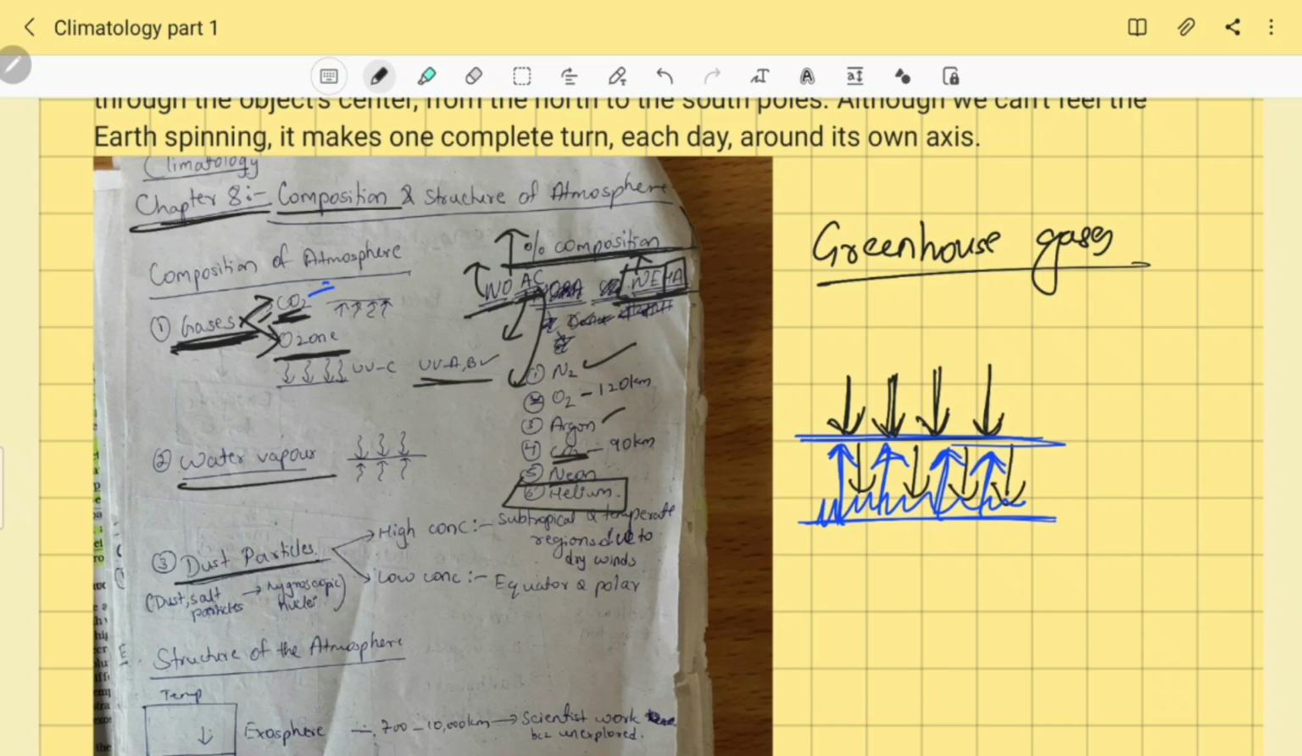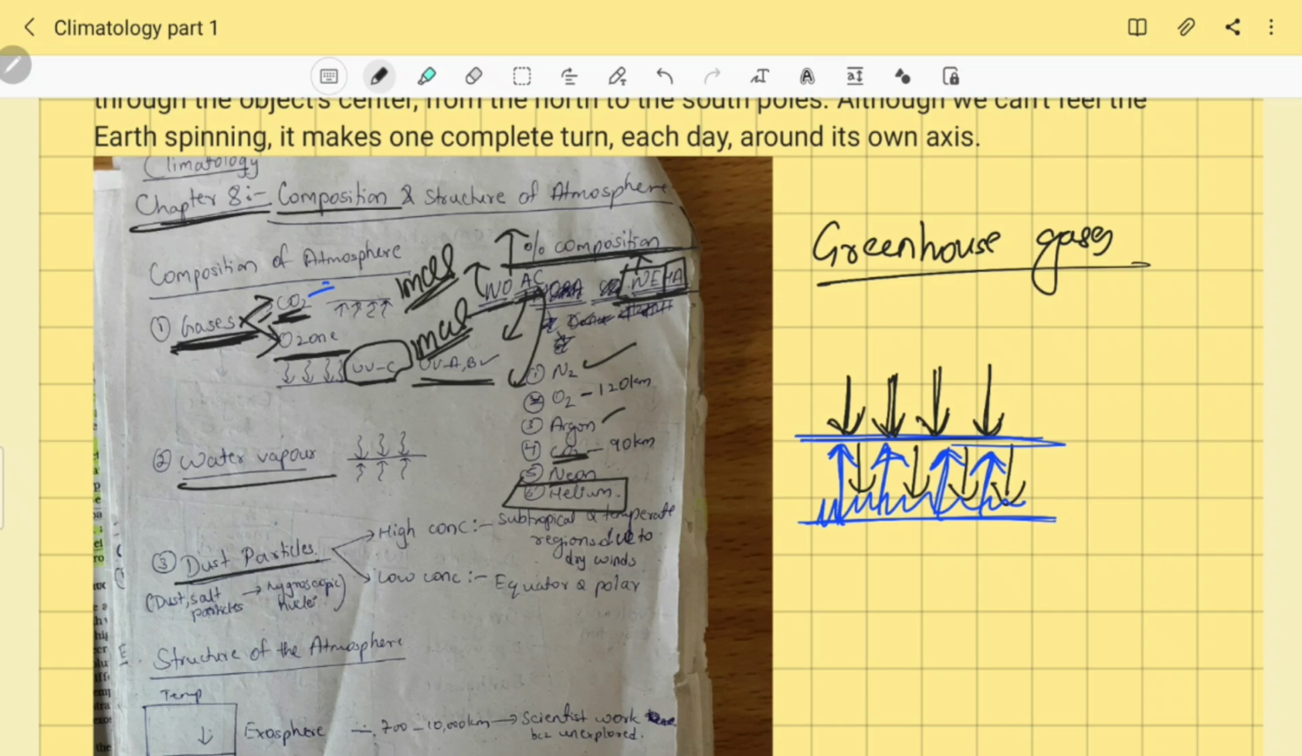One is UV, meaning ultraviolet rays: A, B and C. Ozone stops only UVC rays. It allows UVA and B. They can ask you in the exam. One MCQ can be formed from here, one from here.